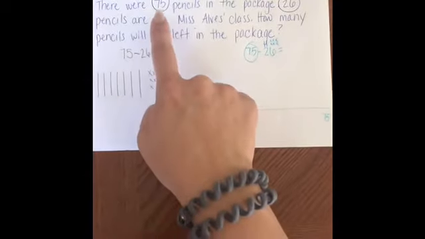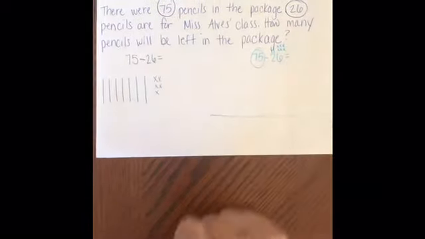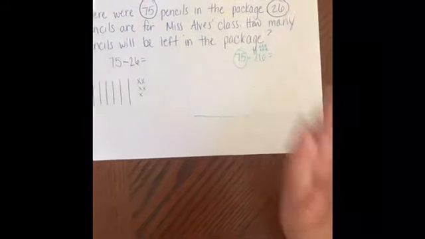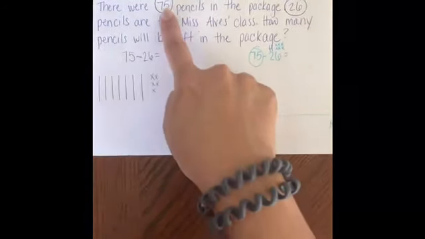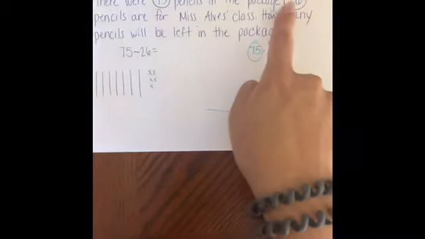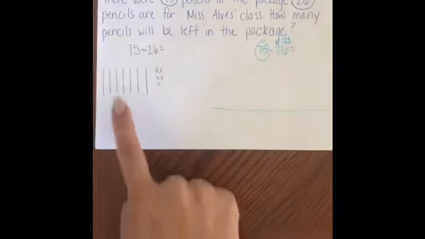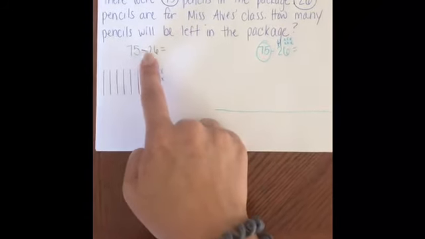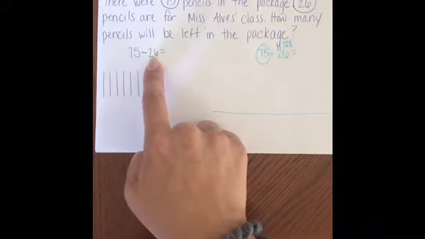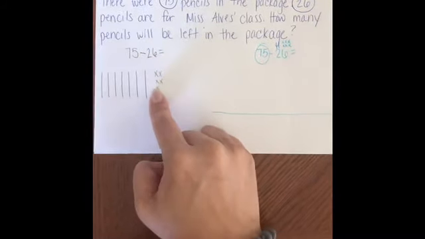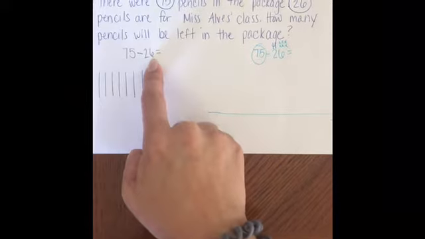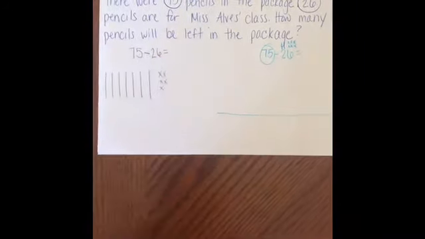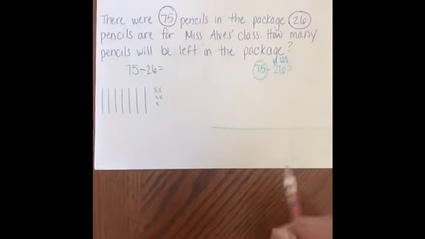I've circled my two numbers, 75 and 26, and if we remember, we were thinking about Miss Alves' pencils will get taken out of the package, which means we're doing the 75 pencils that were in there and we're taking away the 26. So I have my 7 rods and 5 cubes for 75, and I'm going to subtract 26. Well, I have 5 cubes here and I need to take away 6. So since this number is bigger, 6 is bigger than 5, I'm going to have to regroup.